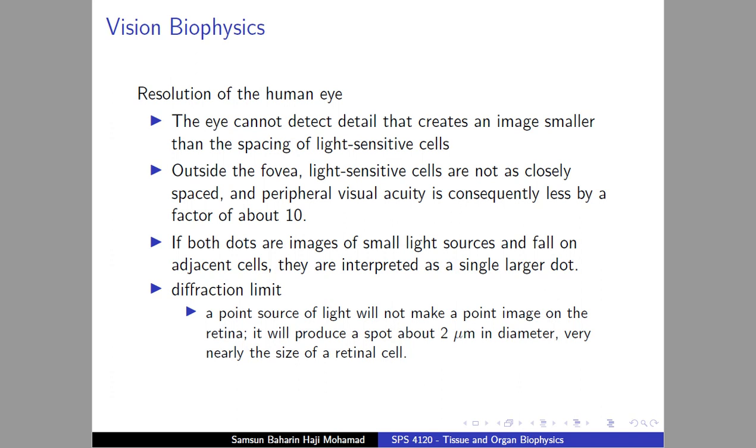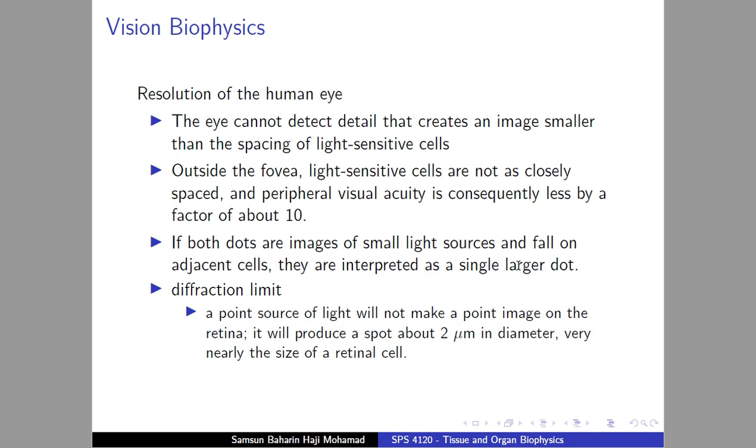Okay, outside the fovea, light sensitive cells are not as closely spaced and visual acuity is considerably less, by a factor of 10. If both dots are images of a small light source and fall on adjacent cells, they are interpreted as a single larger dot. So here we cannot get the resolution. Even though these are two light sources, we can only see a single large dot.